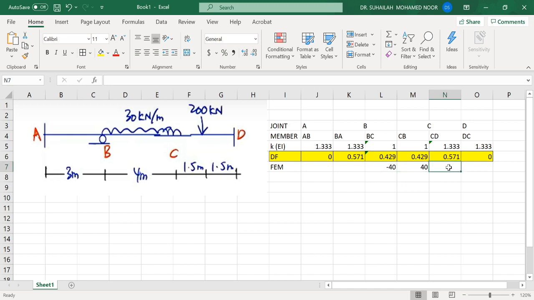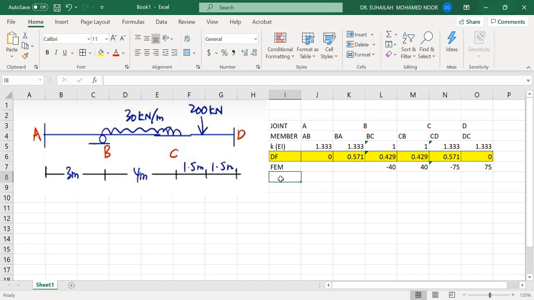Then we calculate PL over 8 for the point load at the middle. It is negative because of the sign convention: negative P, which is 200, times L, which is 3, divided by 8. The other one must be positive because of the behavior. Now we have calculated the fixed end moments.